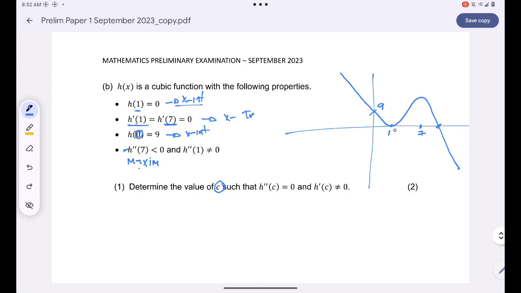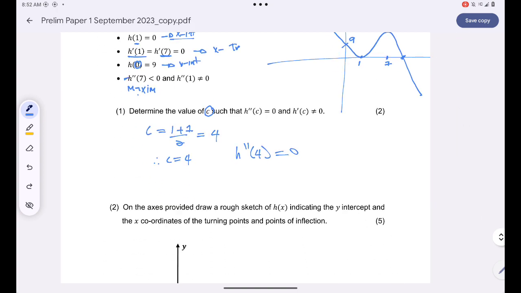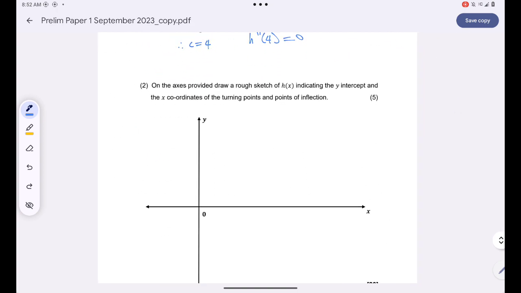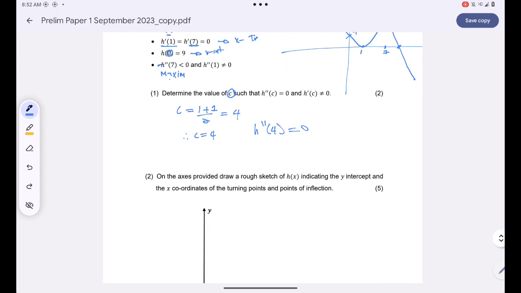If, guys, I have my two x values at the turning points, I can simply say that c is just the average of these two x values. That's just 1 plus 7 all over 2. That's equal to 4. So therefore c is just equal to 4, and hence h double prime of 4 will be equal to 0. And then now they want us to sketch the graph, guys.